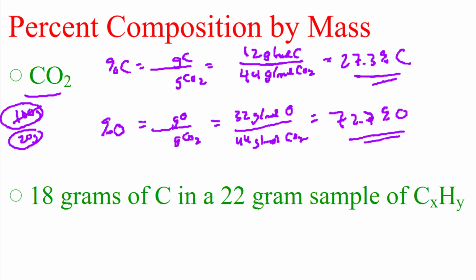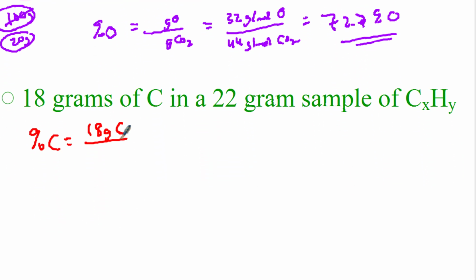We can also find the percent composition by mass using mass, can't we? We have 18 grams of carbon. So if I want to know the percentage of carbon, well, we had 18 grams of carbon in a total 22-gram sample of CxHy. I don't know how much carbon and hydrogen I have, but I know 18 grams of it is carbon, which means 18 divided by 22, if you multiply by 100%, that gives me 81.8% of the compound is carbon. Most of it's carbon, isn't it?